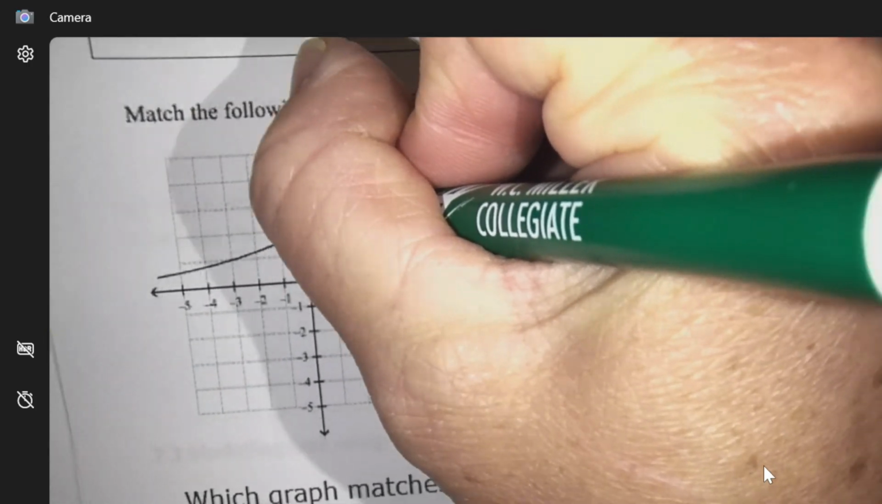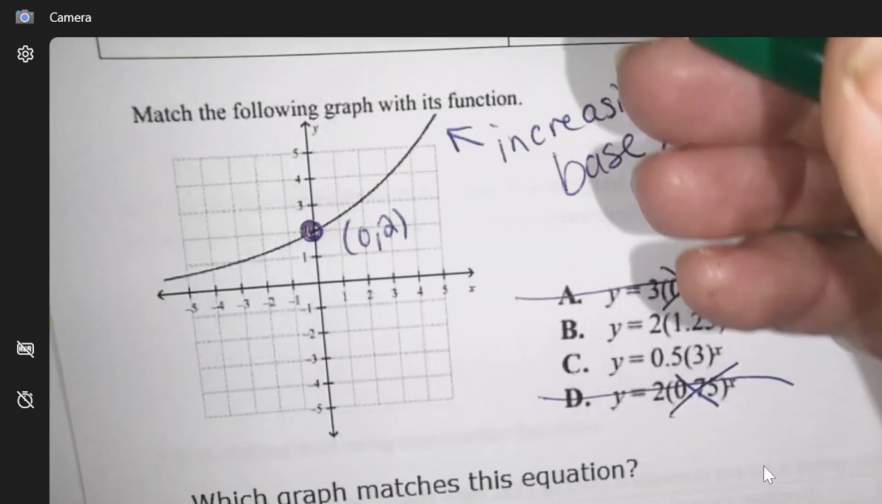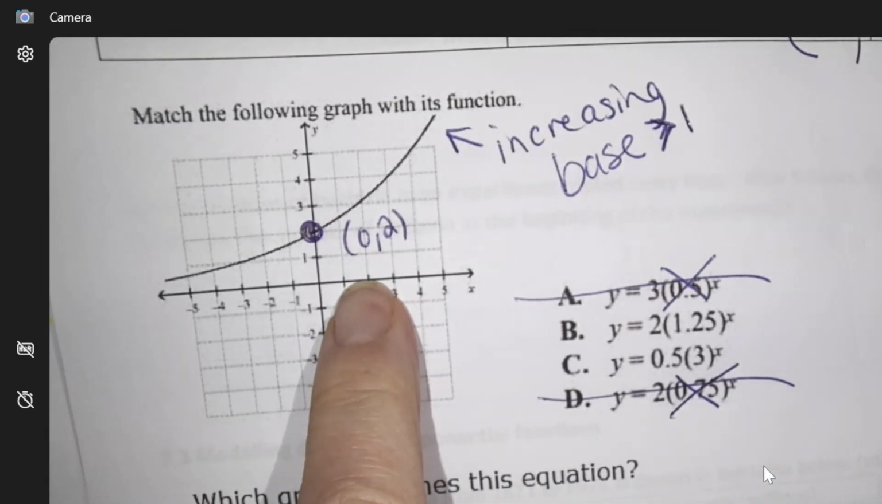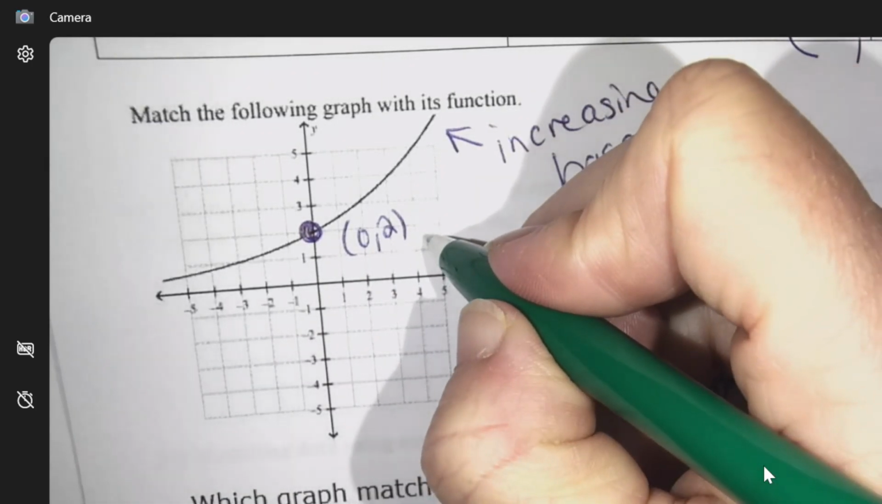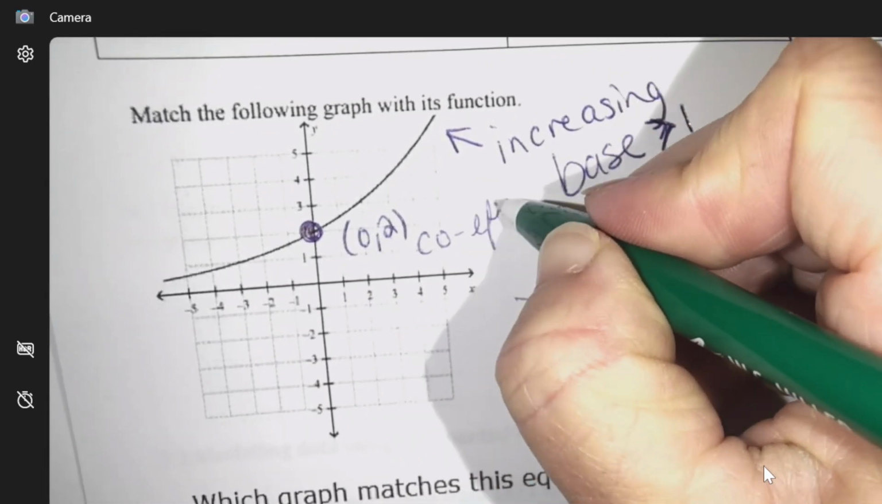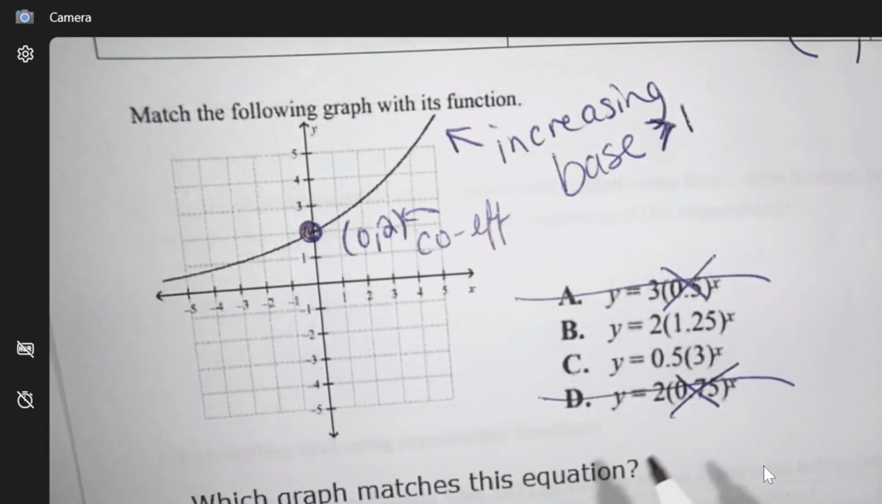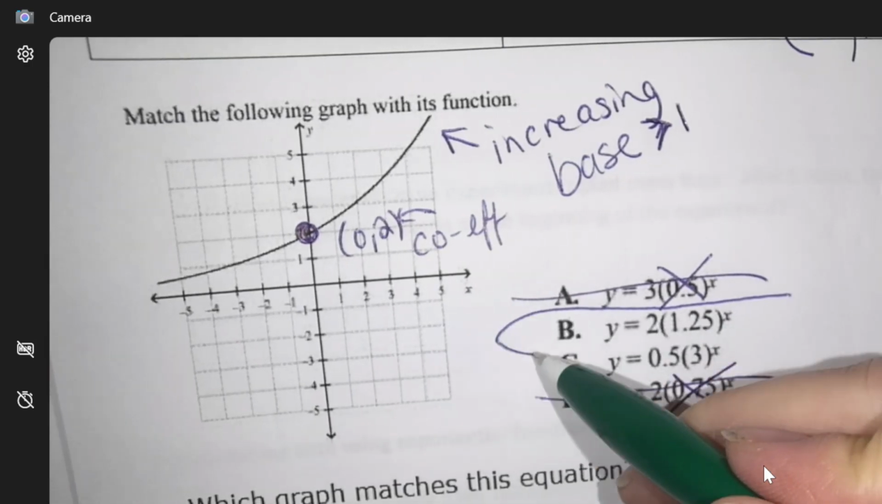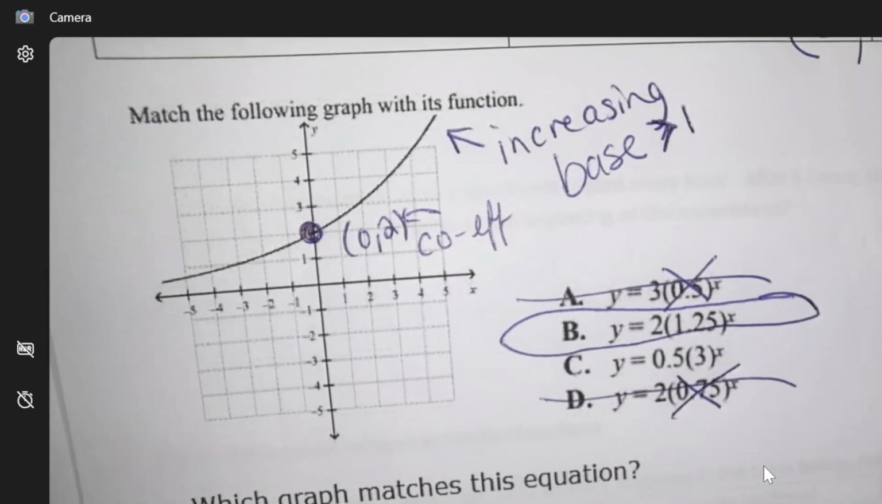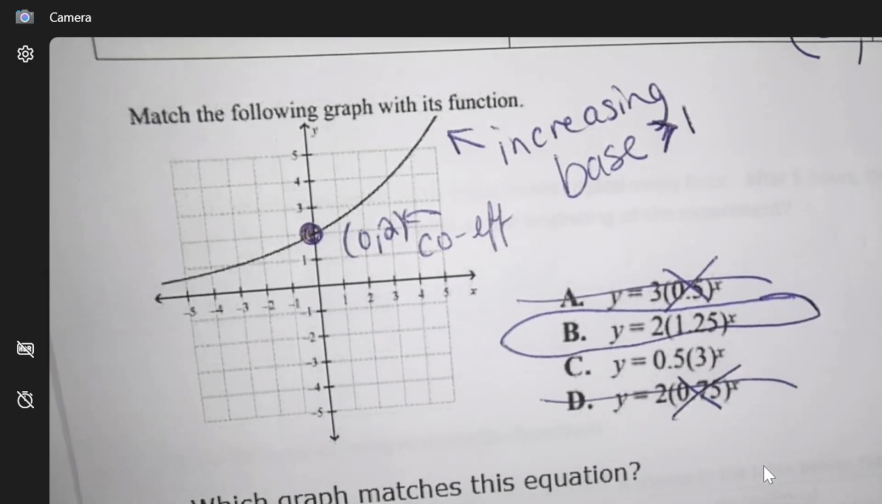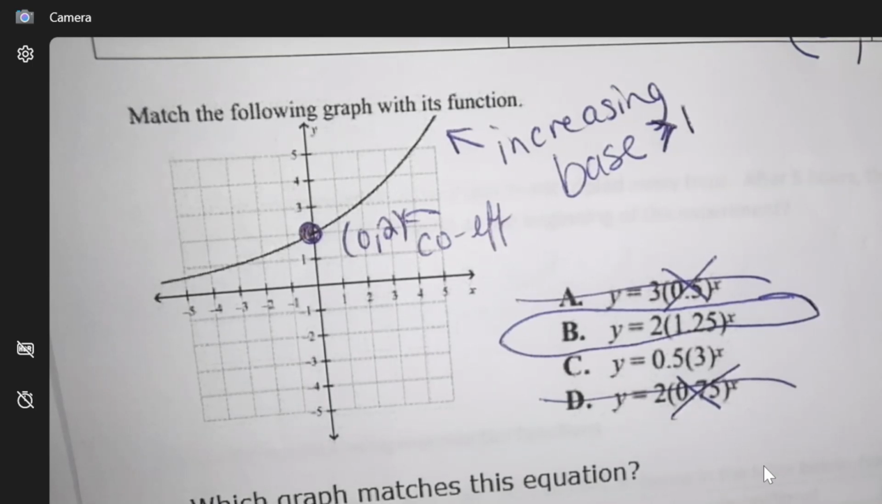And my y-intercept is at 2. So what do I know that gets me there? I need a coefficient in the front. So therefore it is B. See how I reasoned that? You know whether it's increasing or decreasing, and you know where your y-intercept is, either 1 or something else.